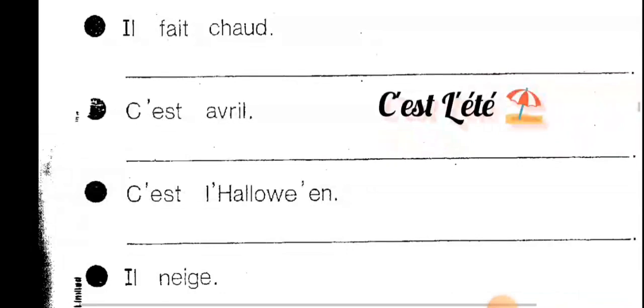We read, il fait chaud. Please repeat after me. Il fait chaud. And il fait chaud, can you guess as well what it means? Excellent. It is hot. And what season is usually very hot? Again, it is summer. And we say, c'est l'été. Très bien. Next one.